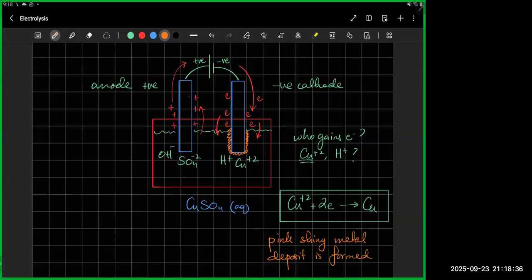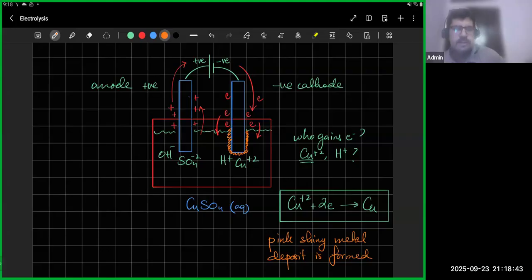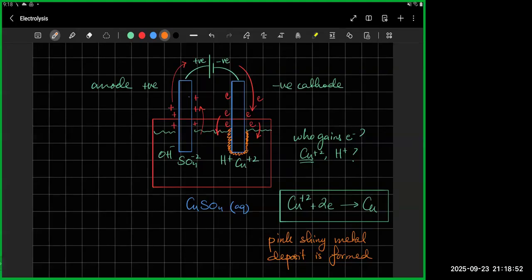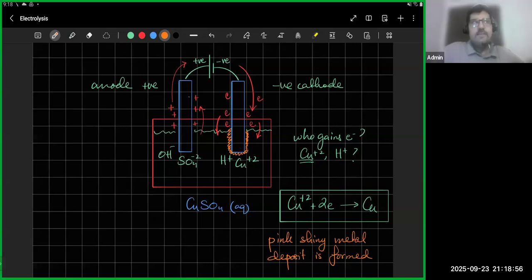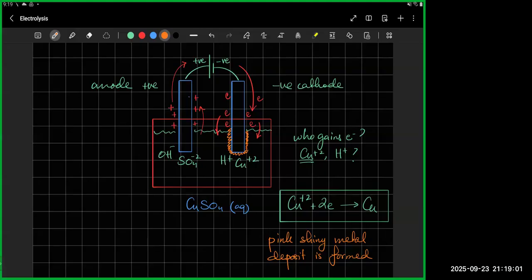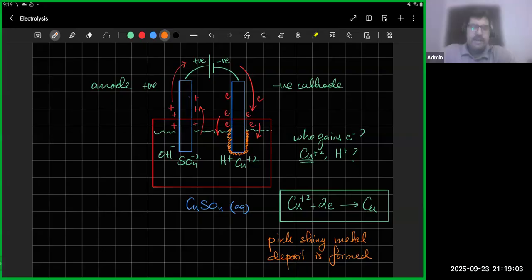Is formed. So is it mandatory to write the observation in the exam paper? If he says observation, you don't have to write the equation, you would just write the observation. If he's not asking for the observation, you don't write the observation. But if he's just asking for the reaction, you write the equation. Observation is only written if they ask you for it.